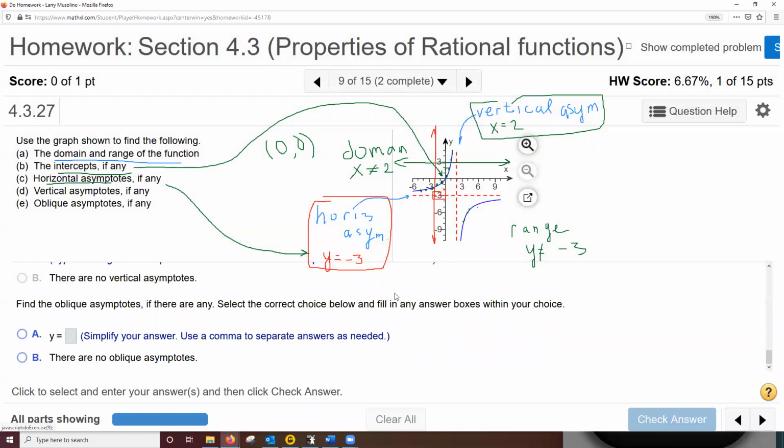And one last question, it says, what about any oblique asymptotes? An oblique asymptote is an asymptote that is not horizontal or vertical. It could be slanted. Let me give you an example. I might have an oblique asymptote that looks like this, and maybe the graph does something like this. So this is an oblique asymptote. I didn't draw that graph very well. Let me draw a better example here.